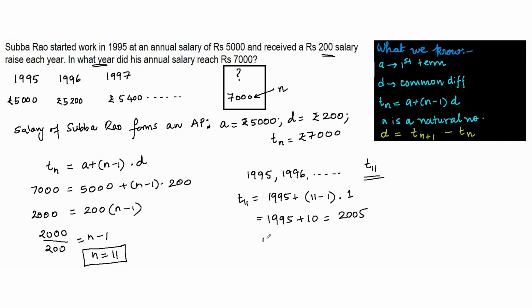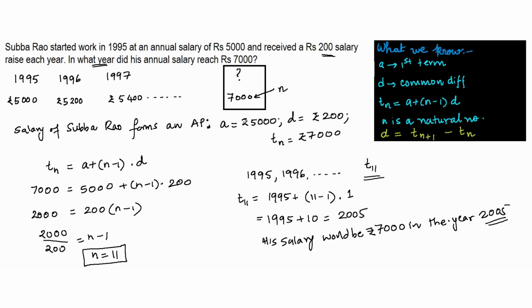So his salary would therefore be rupees 7,000 in the year 2005. In the year 2005, right? So this is how I solved this particular question.